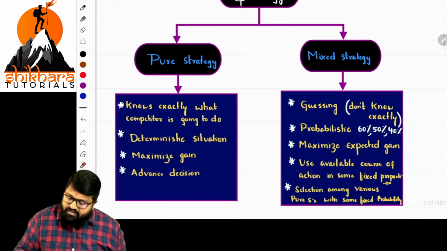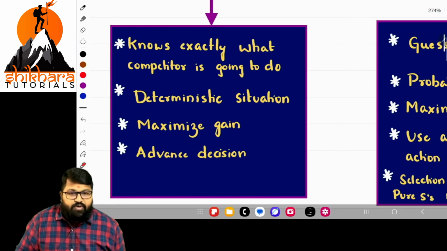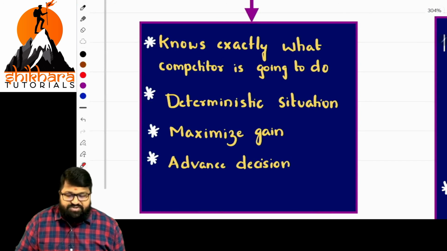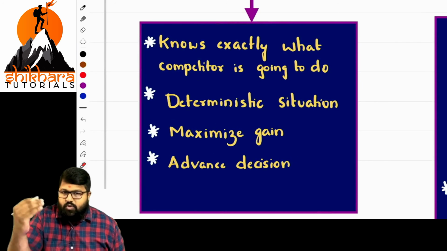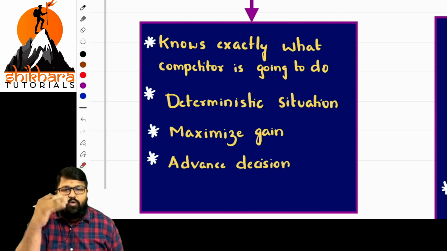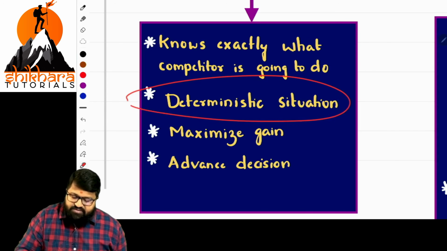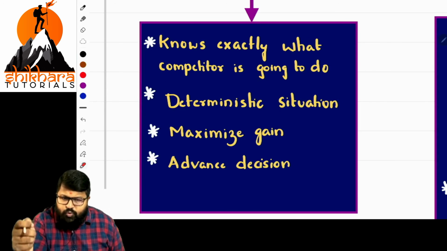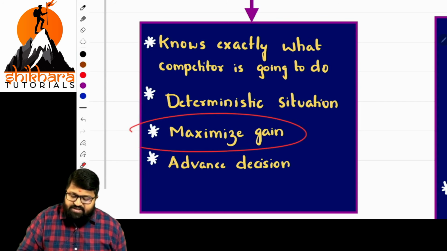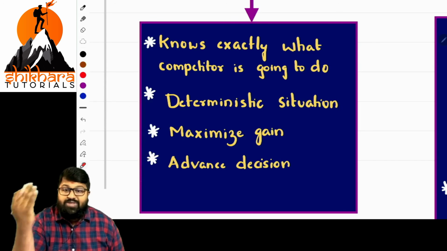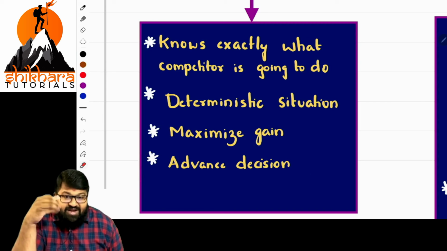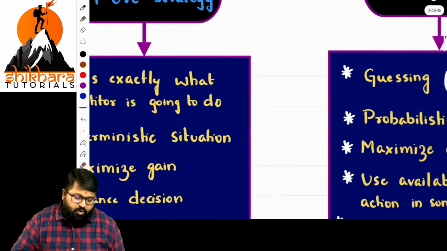Sir, when can we implement pure strategy? Mainly, we implement pure strategy when we know exactly what the competitor is going to do. So the course of action taken by the competitor is clearly known to us. Then when we know the strategy, we automatically take corrective action or a proper strategy. And it is a deterministic situation. We exactly determine what he is going to do. Okay. Next, maximize the gain. Our main motive is to maximize the gain and make decisions in advance. So we know the strategy will be implemented by him, so in advance we take a strategy. Is it clear now? What about the other, sir?